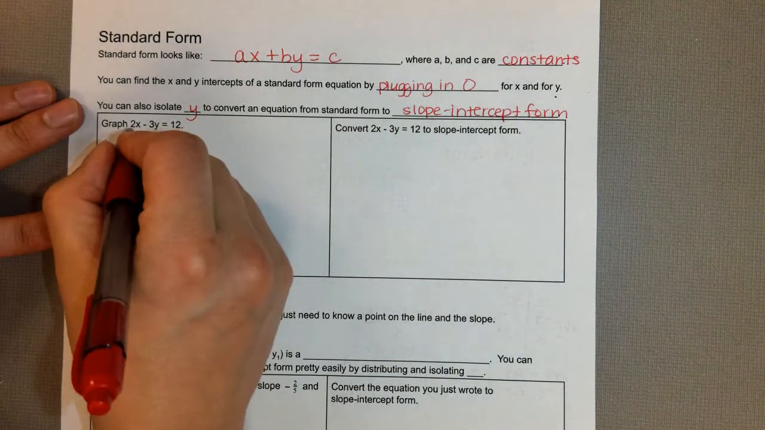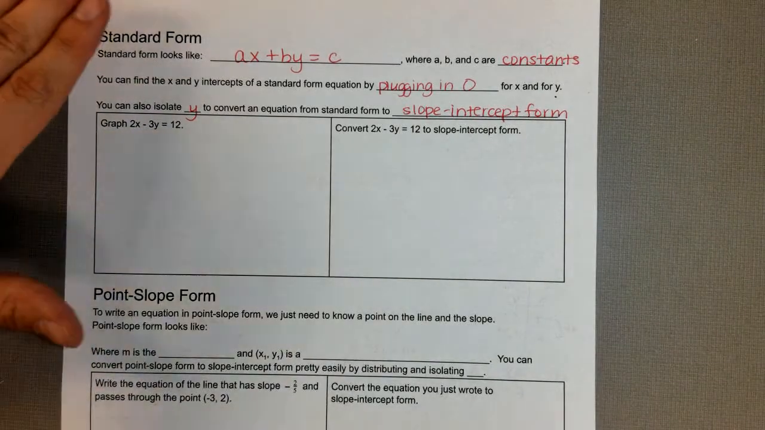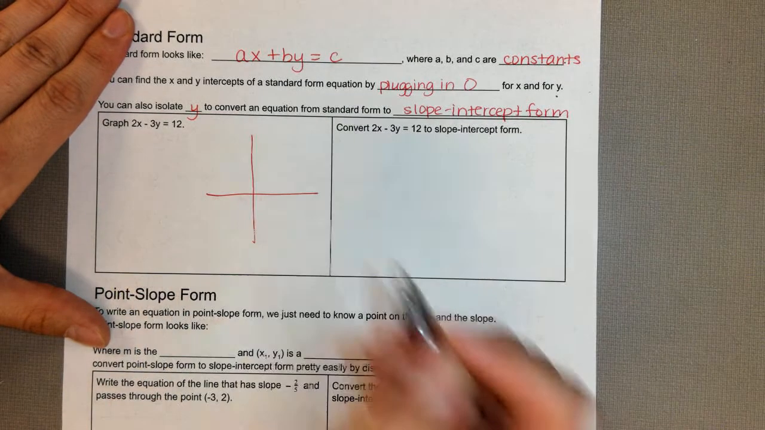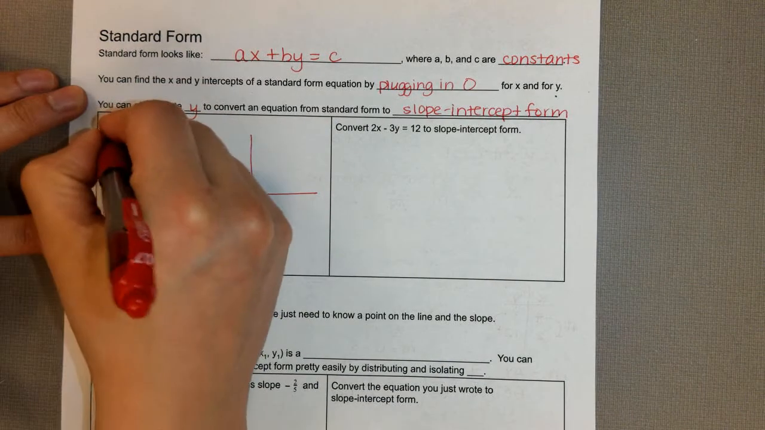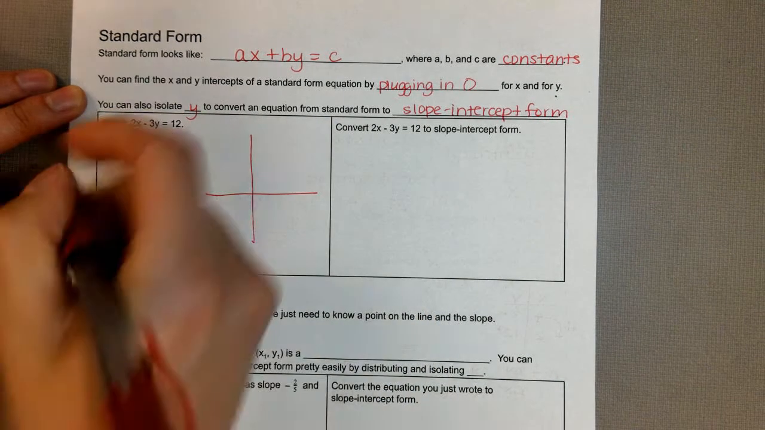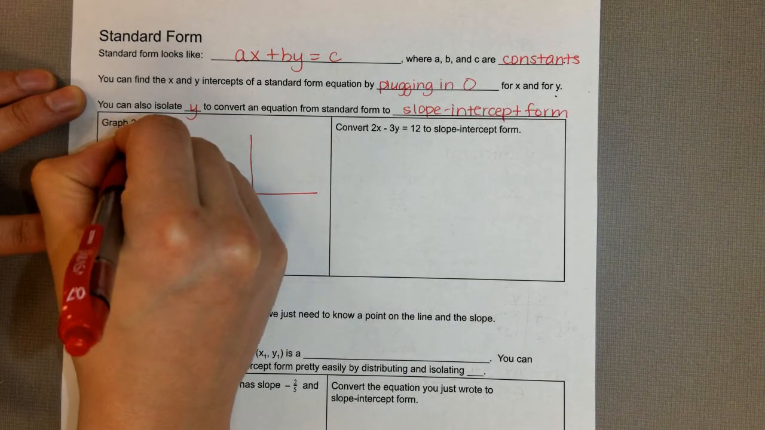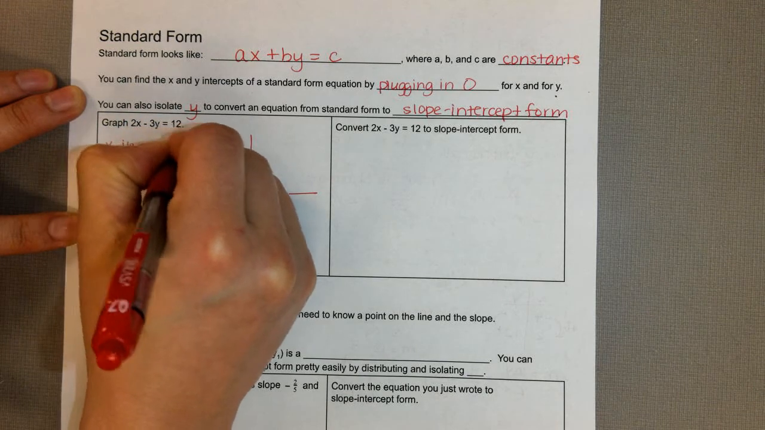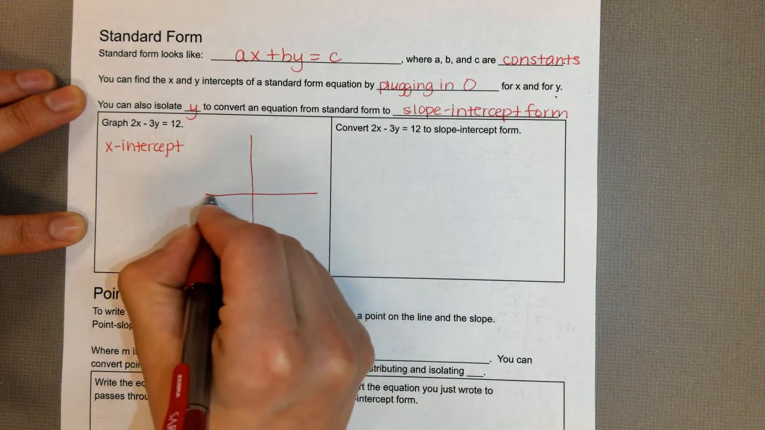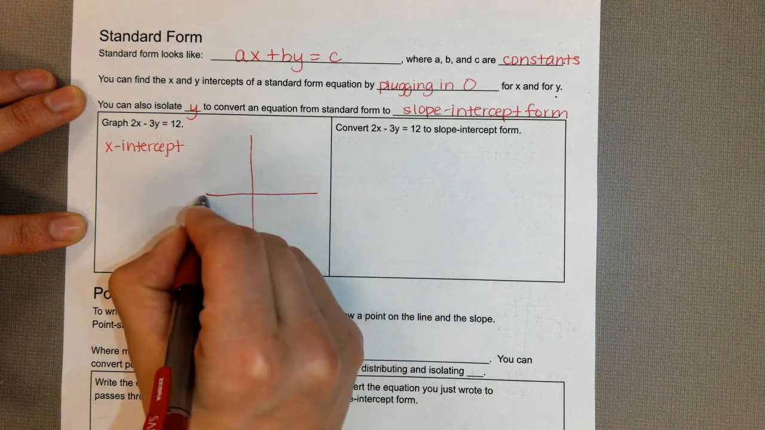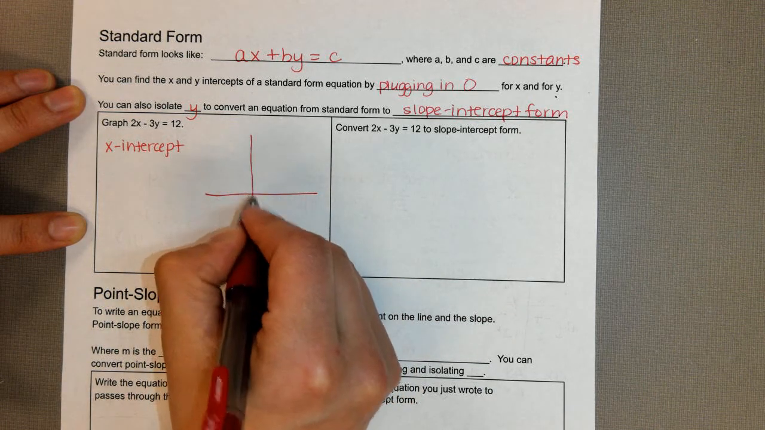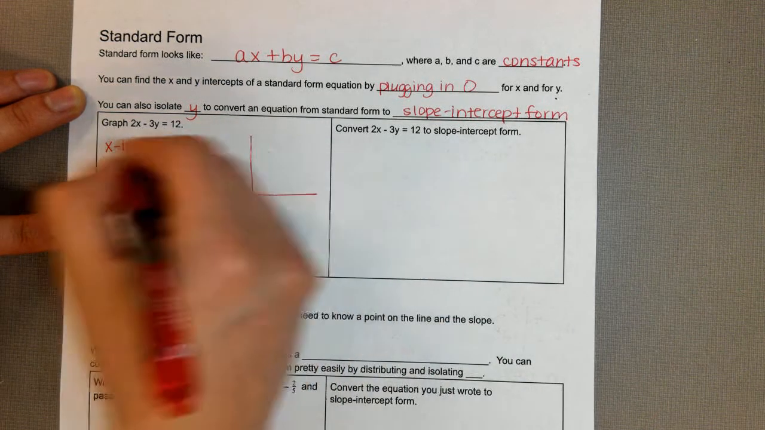So graph 2x minus 3y equals 12. I forgot to give you a little graph on here, so we're going to sketch it. And I'm going to do that by finding x and y intercepts. So remember, an x-intercept is on the x-axis. And if it's on this line, do you see how it didn't really go above or below? It's on the x-axis. That means that the y-coordinate is 0.